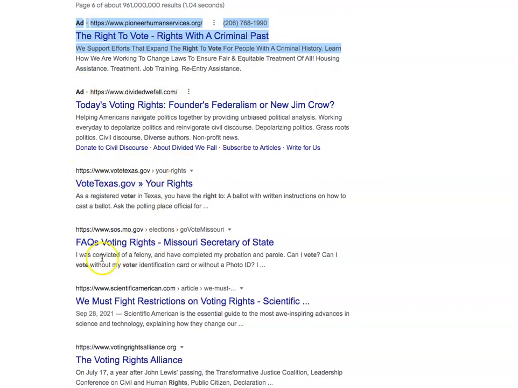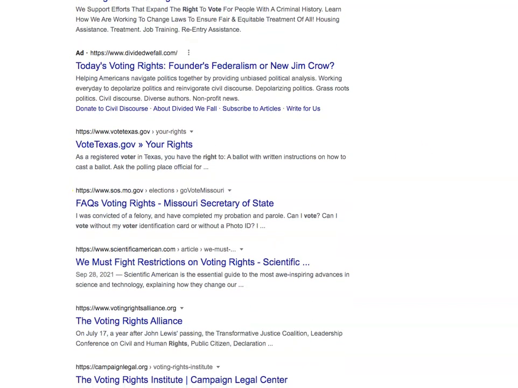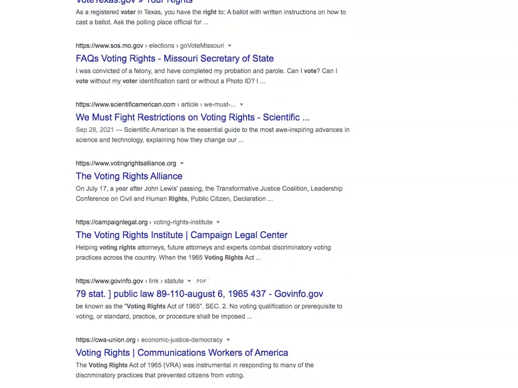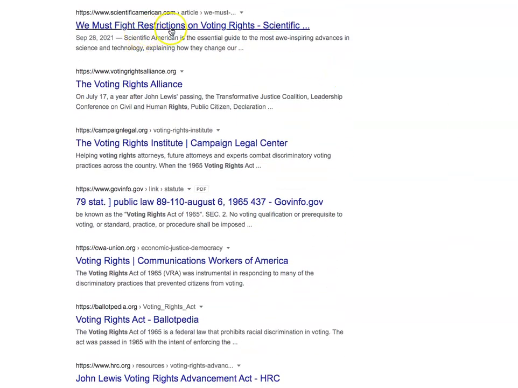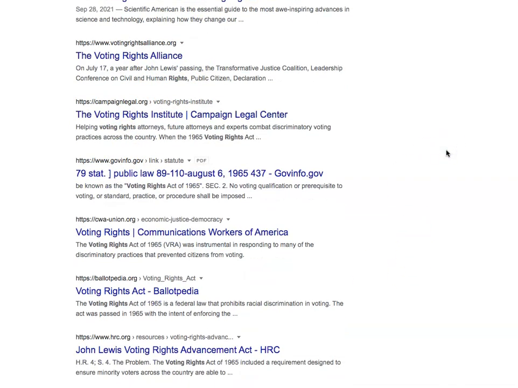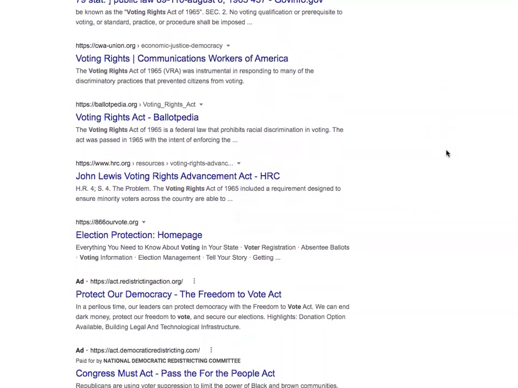VoteTexas.gov, know your rights. That's going to be federal. That's going to be Texas. And I'd read the about to figure out what that's about. Missouri, Scientific American: we must fight restrictions on voting rights. That's going to be a scientific journal, of course. And if you go there, you can find the about to find out what this magazine covers. This is a .org, an organization, and govinfo.gov. That's going to be a government. It looks like it has some statutes, law, and legislation.